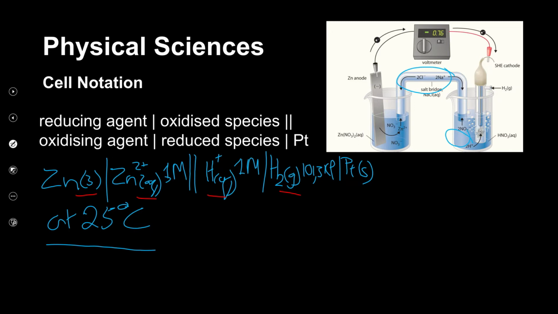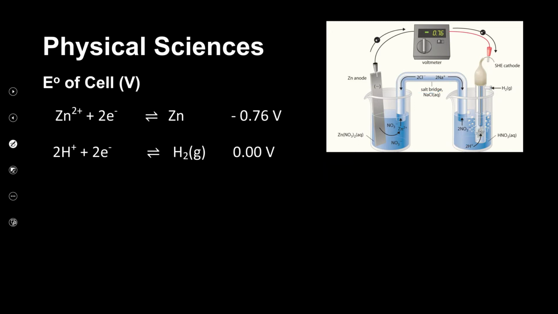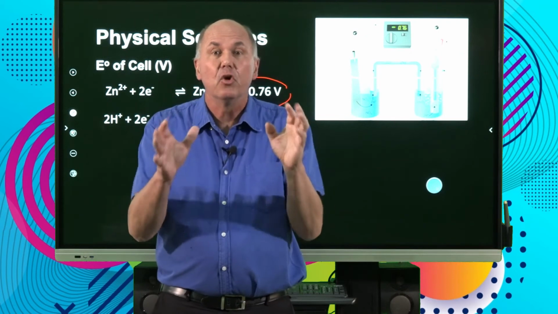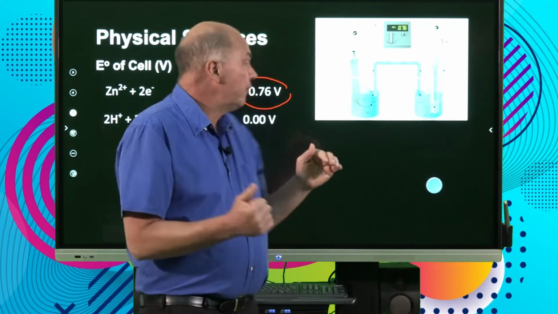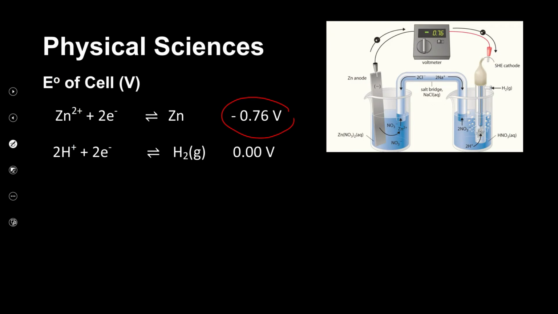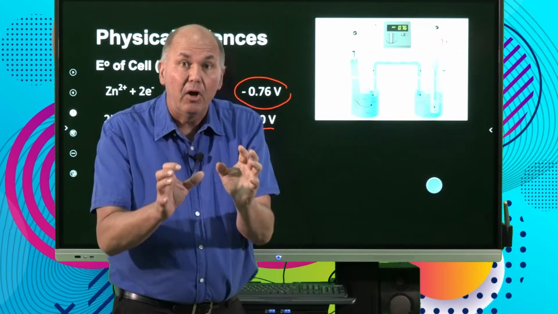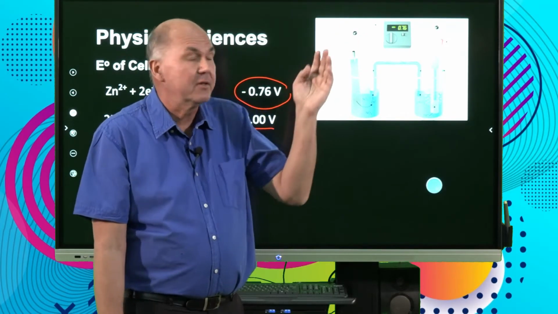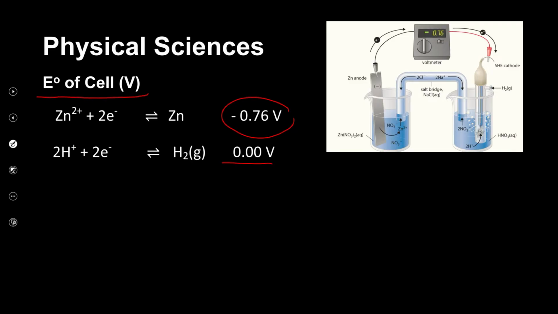Right, let's move on. What I want to show you here is that when we connect these together, we find that we've got a reading on the voltmeter of minus 0.76. Now, that reading of minus 0.76 is what we call the E naught of the cell. And so when we've compared hydrogen, we said it was the reference, we're going to make the hydrogen half cell 0. And everything is going to be compared to that. And that's why we're calling it the E naught of the cell. It's the reading on the voltmeter.